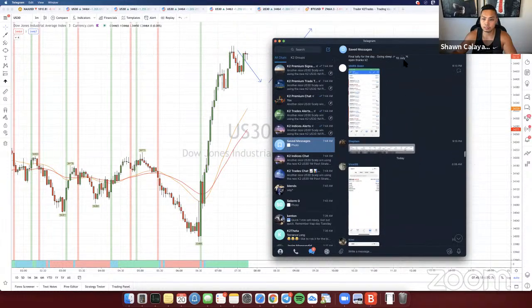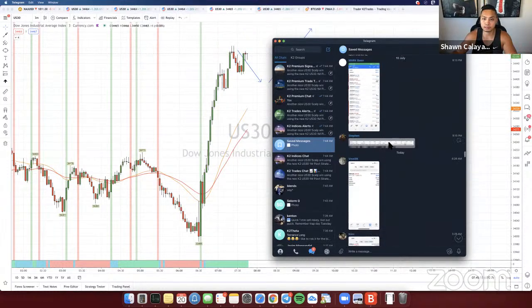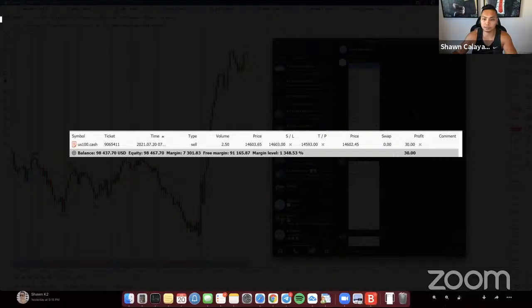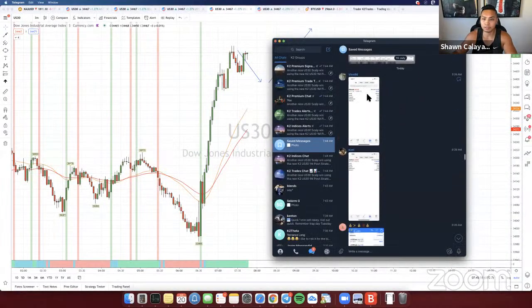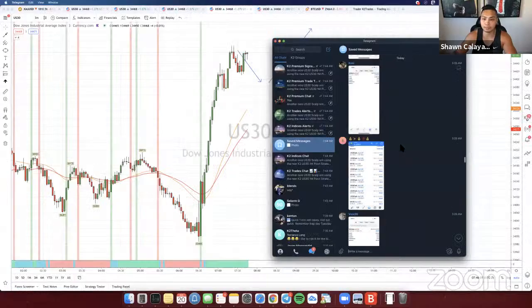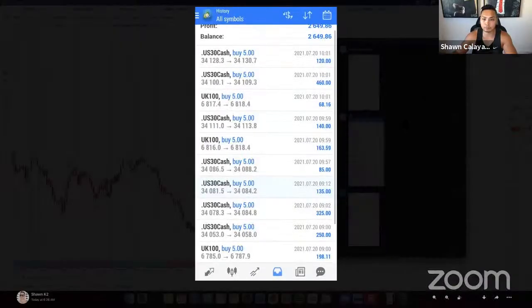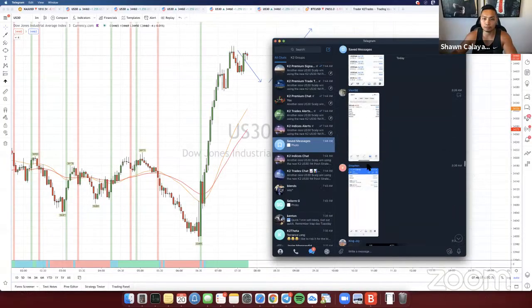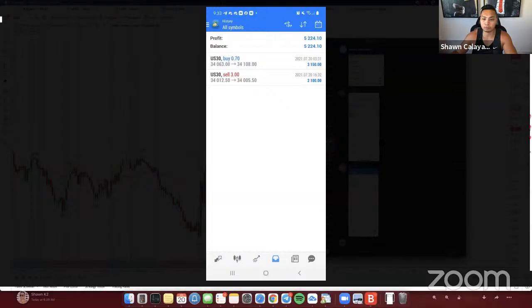So right here is the 19. This is from last night. This is the profit people made. Steve made about 30 bucks right there. But yeah, from this morning, Vincent made 128 off US 30. Kimmy made 10,000 off US 30. Cheryl made 2,649. Vincent again right here, 128. Steven over here made 5,224.